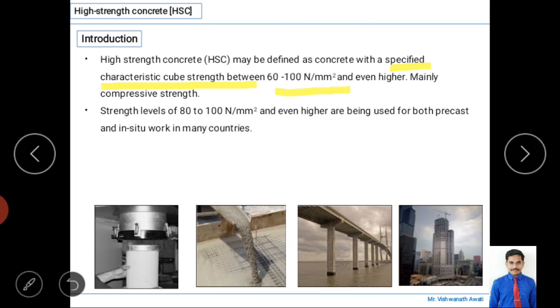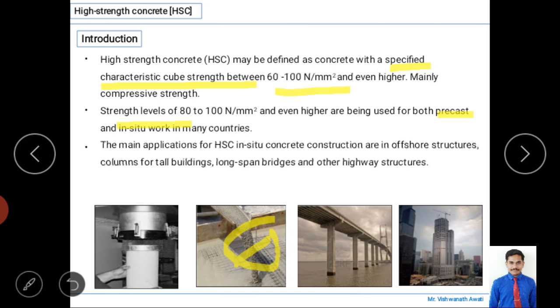Next, as I told, they are going to higher values also. Higher values means 80 to 100 newton per mm square, as well as even higher, being used for both precast and in-situ work. Precast means what? Some of the structures used for construction activities are already prepared in industries, like prestressed concrete. Maybe beams or slabs, they will prepare in the industry and transport to the construction site, right? So those are called precast. In-situ work means exactly where it is required, only there they will pour the concrete. So it is the pouring of concrete, also called in-situ placement of concrete.